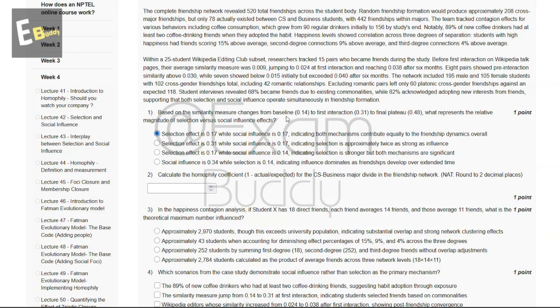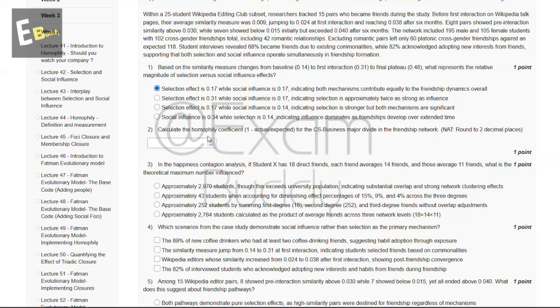And now let's go to our question number 2. Calculate the homophily coefficient. First is actual expected for the CS business measure divided in the friendship network and 80, round to two decimal places. So the answer of our second question is 0.63.